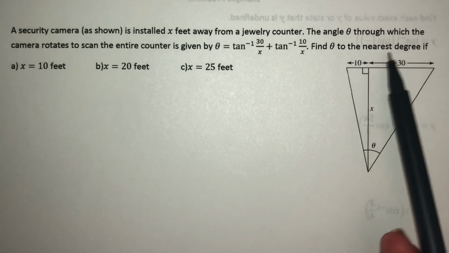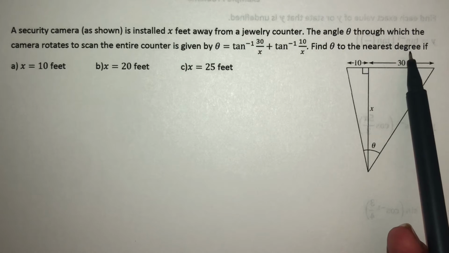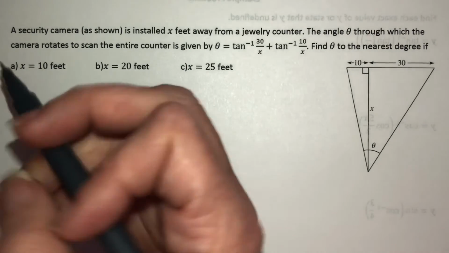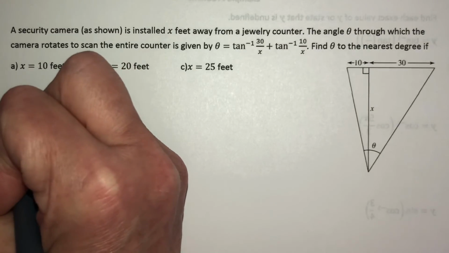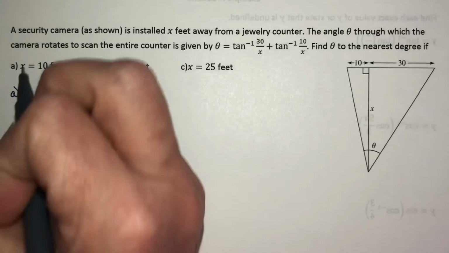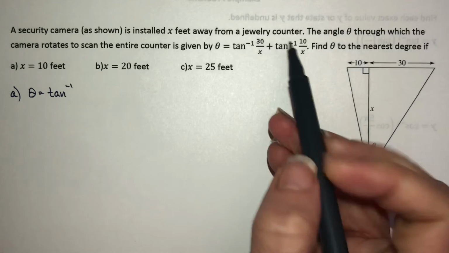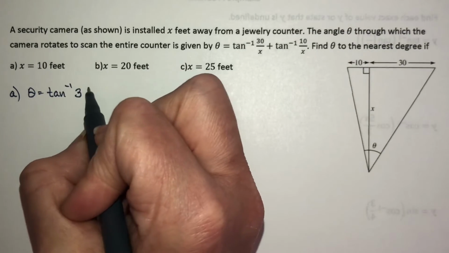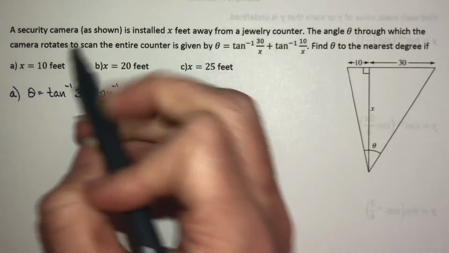So nearest degree is telling me that I'm probably going to be using my calculator for this, and it needs to be in degrees. If our x value is 10, and then 20, and then 25. So all we have to do is plug in, put it into our calculators, and let it do the work. So for A, our theta is equal to tangent inverse of 30 over 10, which is 3, plus tangent inverse of 10 over 10, which is 1.